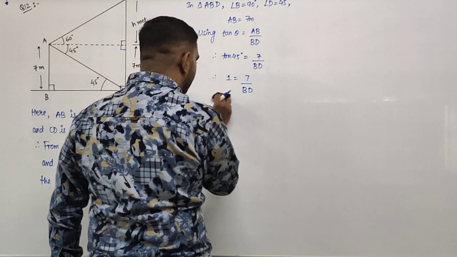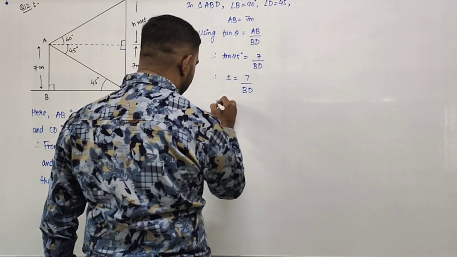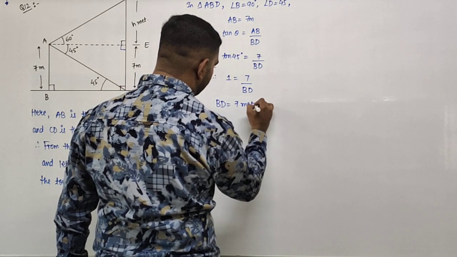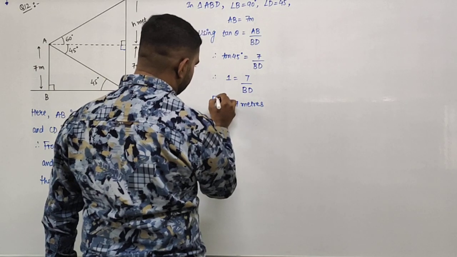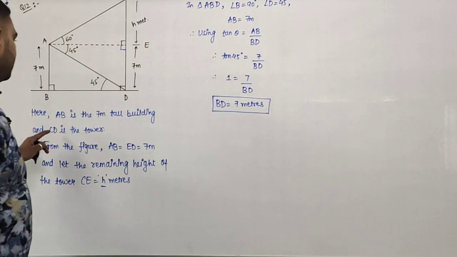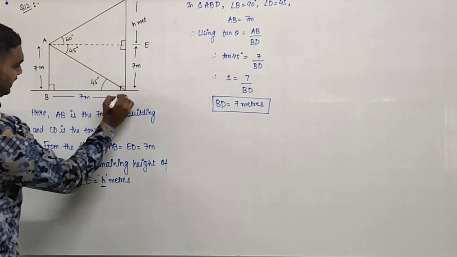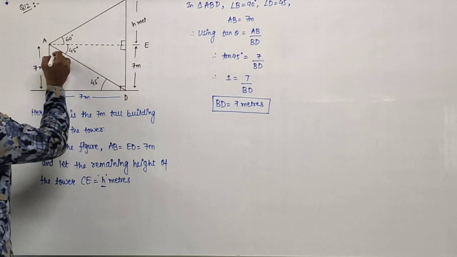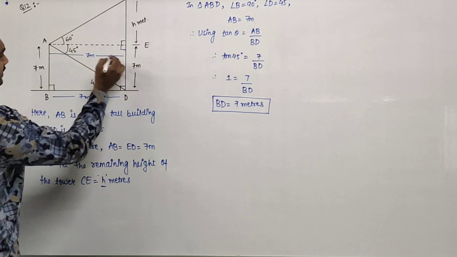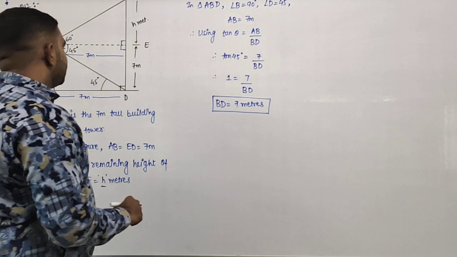So here we get the distance between the tower and the building, 7 meters. Okay, so we got this distance here as 7 meters. So our distance BD is 7 meter, and our distance AE will also be 7 meter, because again that is projected to the opposite side.